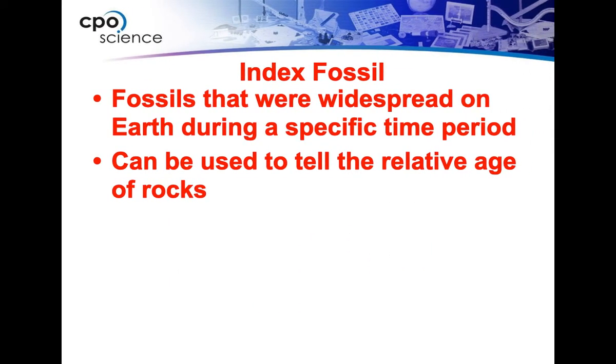Finally, we use index fossils a lot. So an index fossil, just like if you're going to use an index in a book, it helps us find our place. Index fossils are fossils that were widespread on Earth. They were found in a lot of places, but during a very specific time period. So let's say you find a rock that has an index fossil in it, and you're like, I wonder what age this rock is. All you have to do is look up when that index fossil was alive, and you know that is the date of the rock. So index fossils can be used to tell relative ages of rocks because they act like an index in a book does for us.